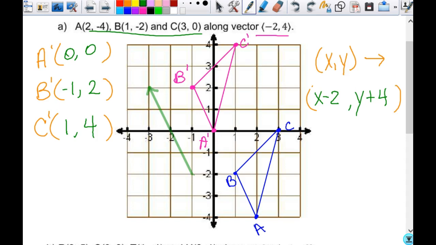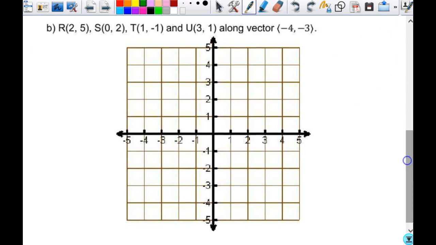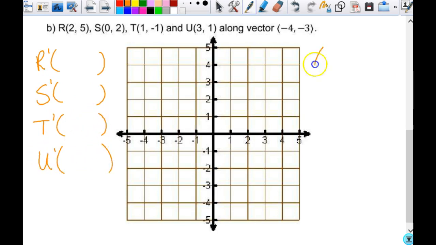All right, so on the next one, I'm going to let you do this one while I pass out the homework and take attendance and stuff. But make sure that you have all of these things. You're going to have R prime, S prime, T prime, U prime, and then your mapping. Make sure they're both drawn and labeled. And I'll give you a minute to do that.